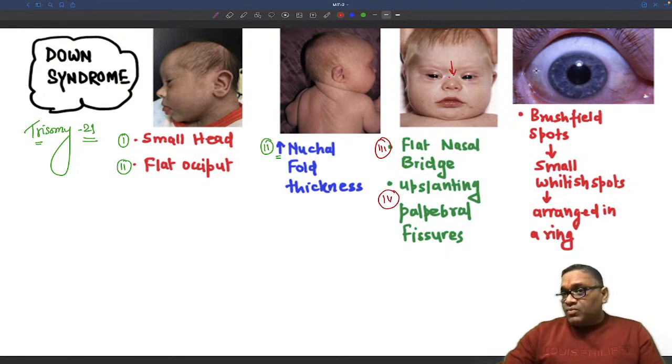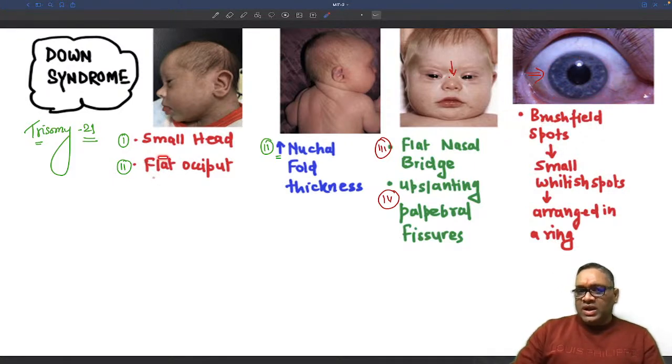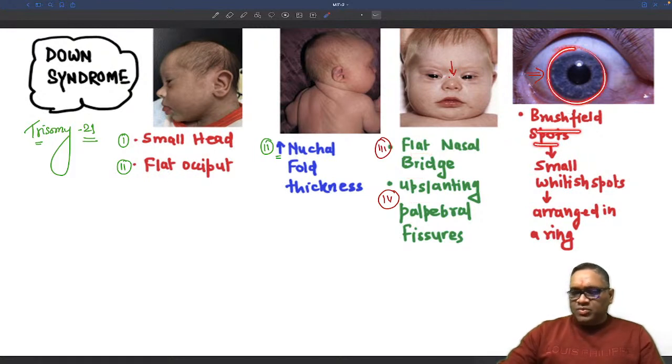Flat nasal bridge. And what are you observing in this eye? Can you see there are white colored spots? These white spots are the Brushfield spots. Brushfield spots are small whitish spots arranged in a ring-like manner in the eye. So now you understood small head, flat occiput, increased nuchal fold thickness, flat nasal bridge, upslanting palpebral fissures, and Brushfield spots in the eyes are important features in Down syndrome.